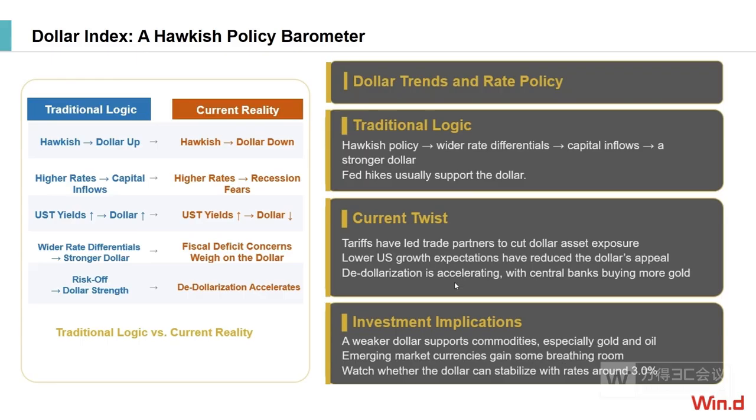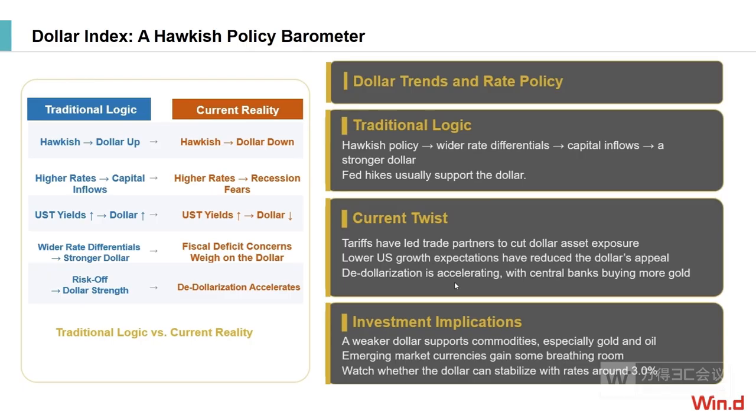Second, the repricing of growth expectations. Despite the Federal Reserve maintaining a hawkish stance, market expectations for U.S. economic growth have been continuously revised downward. The high interest rate environment is beginning to show its suppressive effect on the real economy, and concerns that excessive tightening could trigger a recession are outweighing the attractiveness brought by interest rate differentials.